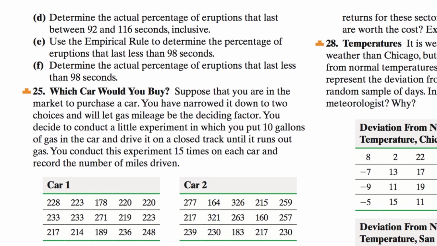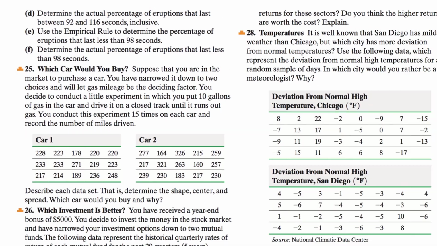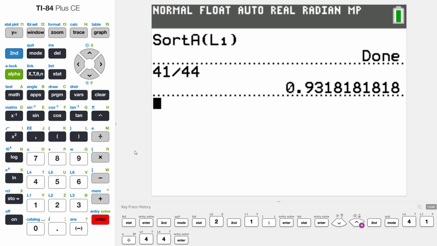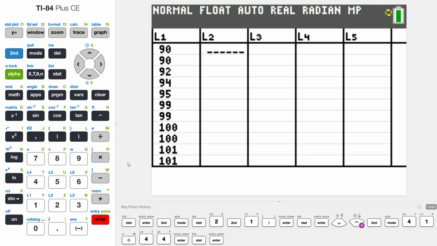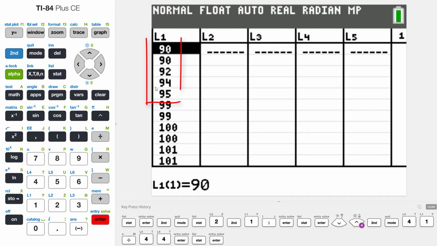Final question, part F says, determine the actual percentage of eruptions that last less than 98 seconds. So we're going to do that kind of like we did part D. We'll go back to the calculator and we'll see what's below 98. You want to go back to the data set. And it looks like I have 1, 2, 3, 4, 5. Count them, 5 values that are below 98. And so we can convert that to a percentage.